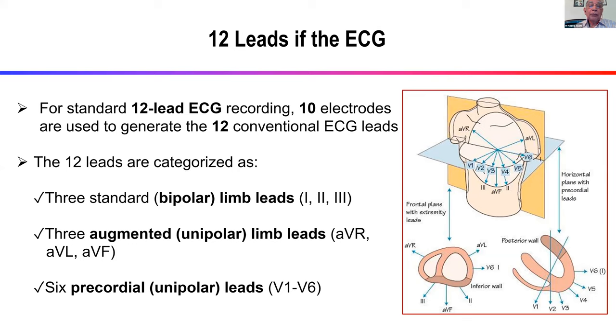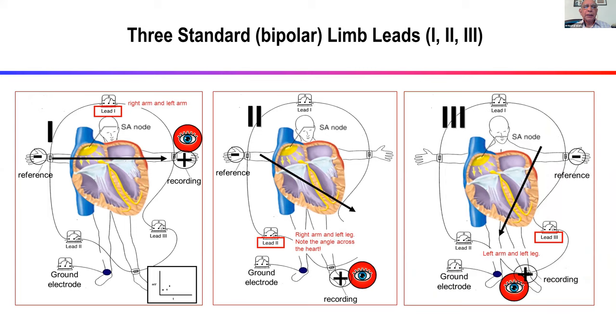In the practice of 12-lead ECG, the 12 leads are usually formed by 10 electrodes placed on the body to create these 12 conventional ECG leads. They are three bipolar limb leads, 1, 2, 3, three augmented unipolar limb leads, AVR, AVL, AVF, and six precordial leads. On the right-hand side you can see the chest leads and the bipolar leads. So these 12 leads see the heart from different aspects. I'm not going into detail of how they are created.